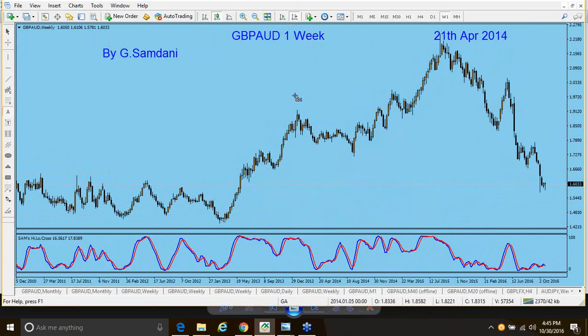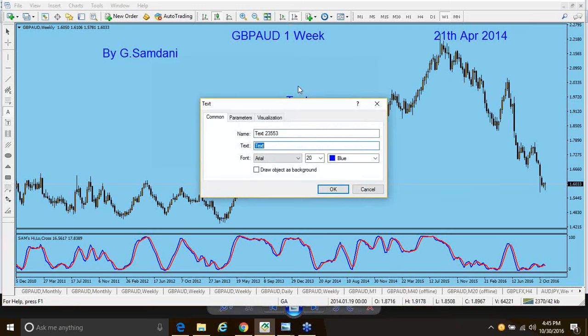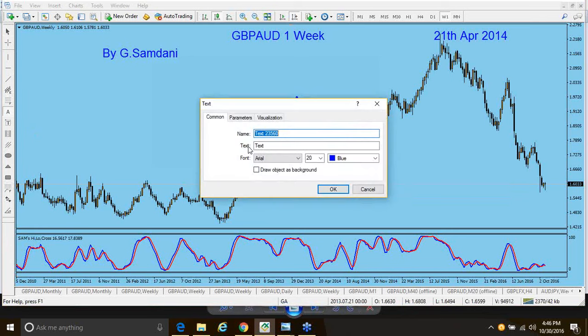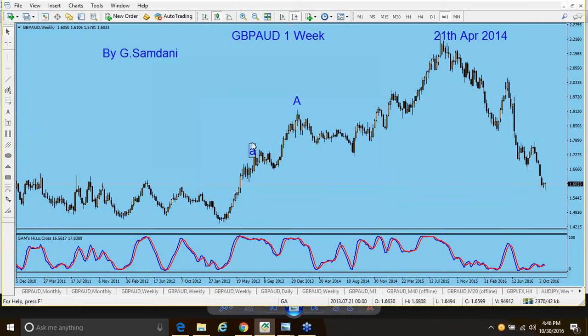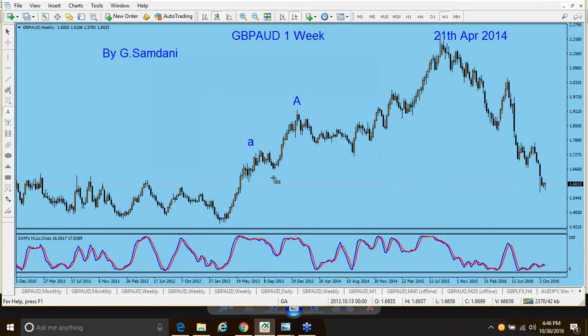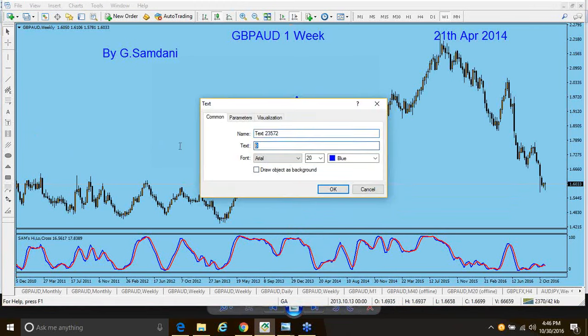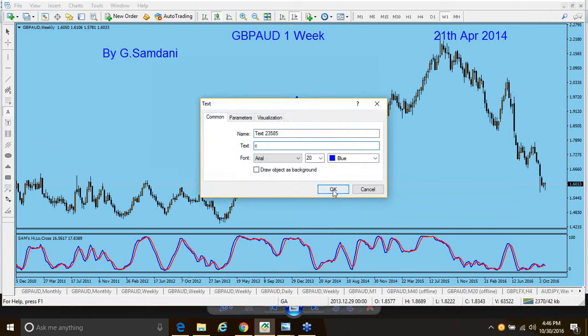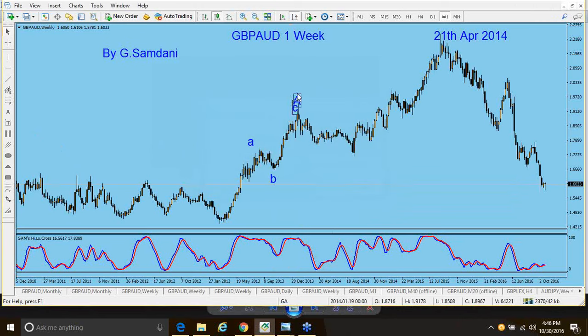So this whole thing makes it wave A. I'm just going fast and random so that I can test myself, how good I am. Whatever I see, I'm just marking. A, B, and then a small C will make this wave A of the A correction.